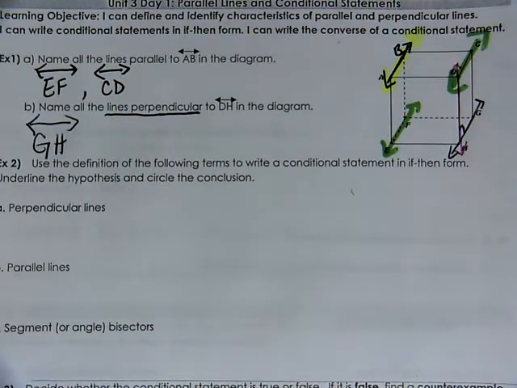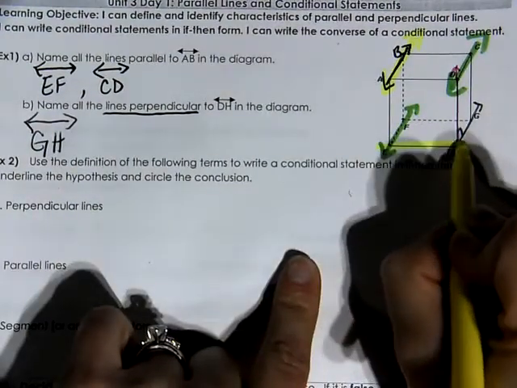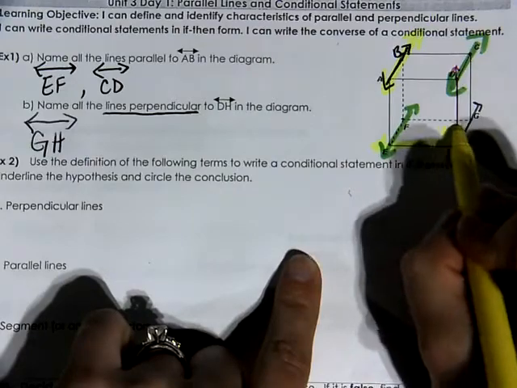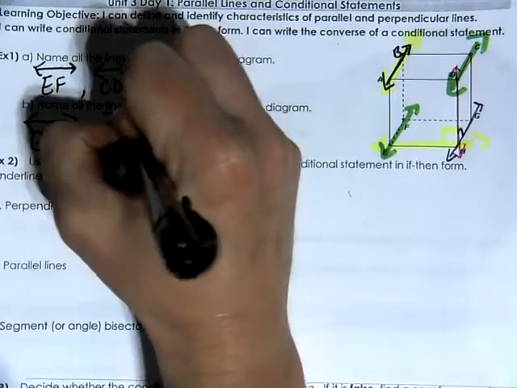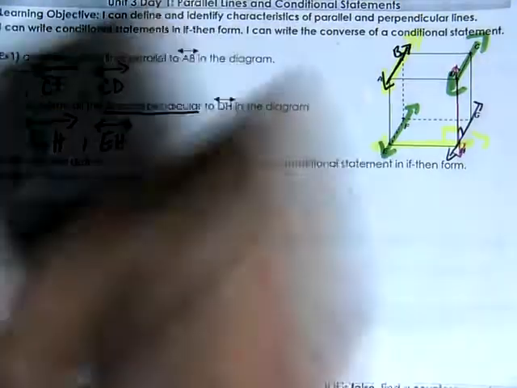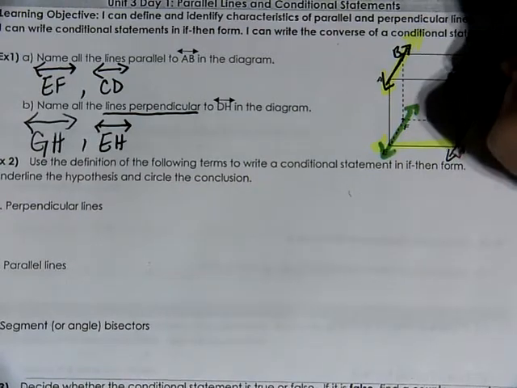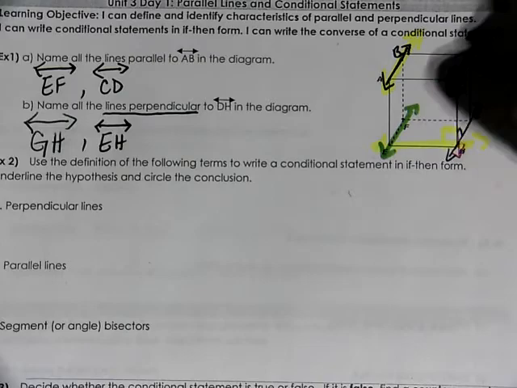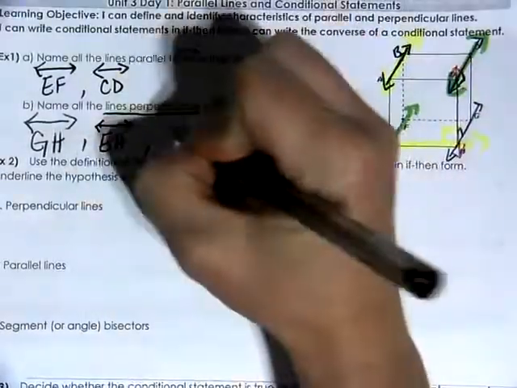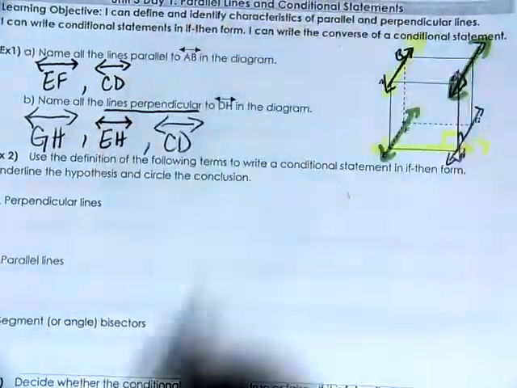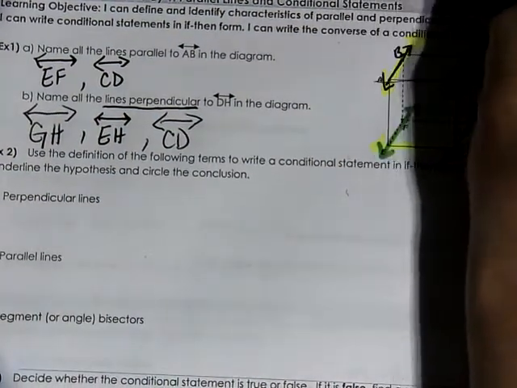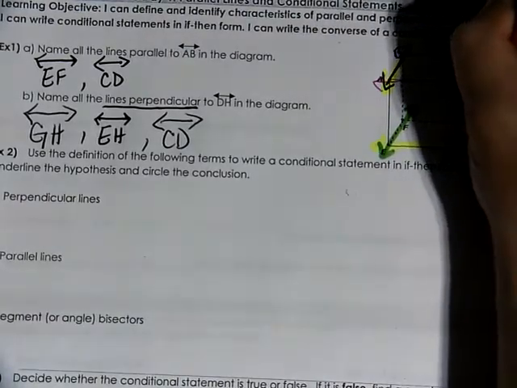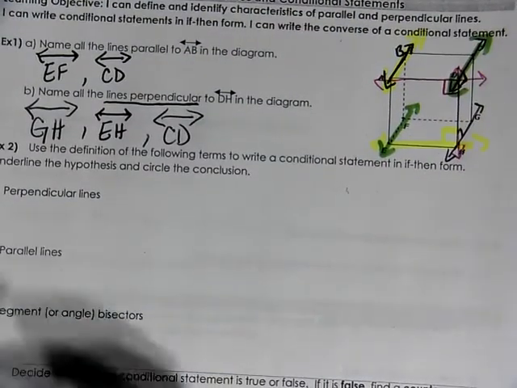On the other side, we have EH. It would intersect at a right angle. So line EH. Up here, we have CD, once again, would intersect at a right angle. So CD. And finally, we have AD. AD would intersect at a right angle up at the very top. So AD.